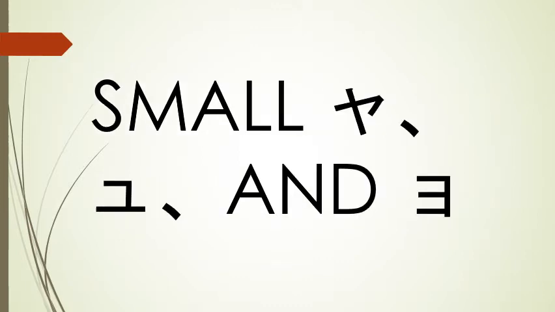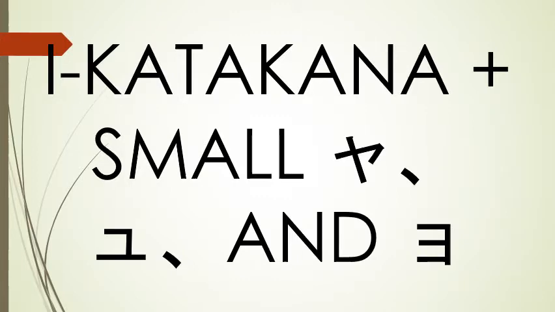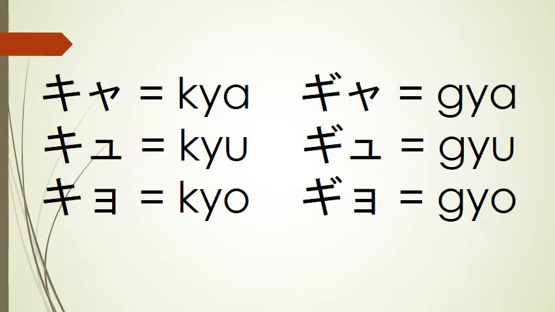So let's start with small ya, yu, and yo. Since we've already done this with hiragana, I'm going to give you an abbreviated version of this. We just take an I katakana and we combine it with a small ya, yu, or yo. So I'm going to show you all of the different combinations of this that we have over the next few slides. So we've got kya, kyu, and kyo, and gya, gyu, and gyo.